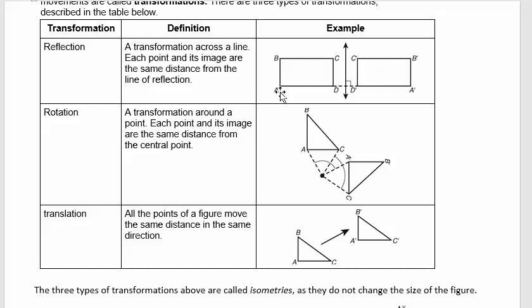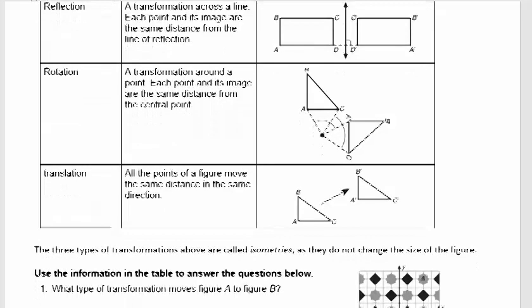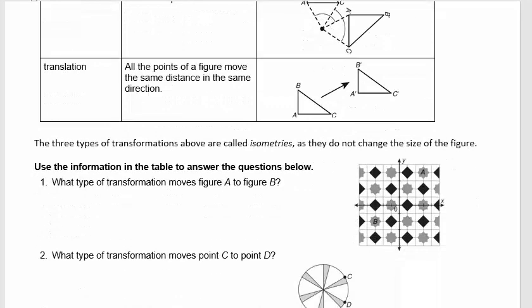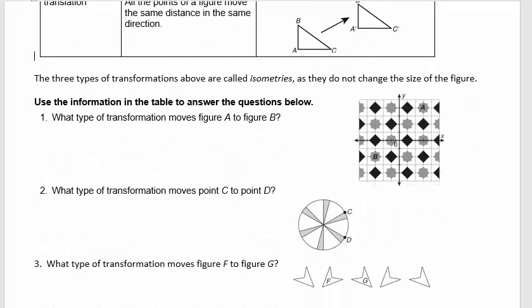We use an apostrophe after the letter and call it prime to show that that point has been transformed. So here we have A. Over here, this point after the reflection is A prime. It's just the same letter with an apostrophe after it. So you can always tell which one is the pre-image, the original, and which is the image, after the transformation. These are all called isometries. They do not change the size or the way the figure looks.